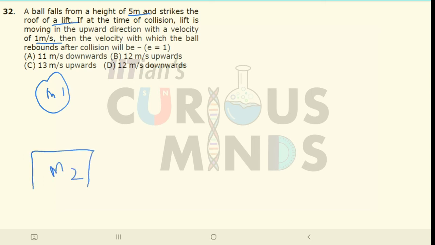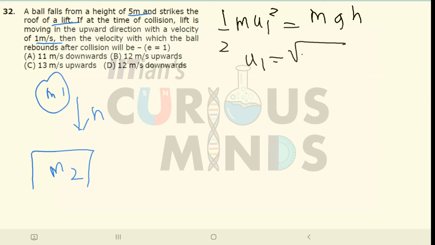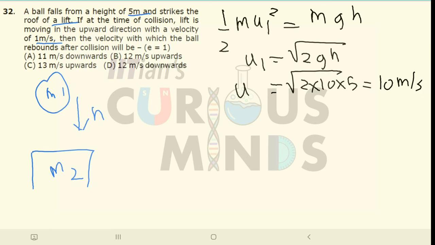mass m2 over here. It falls from a height h. So let us find out the initial velocity when the ball just hits the lift, or just before it hits the lift. The kinetic energy at the bottom, half m1 u1 squared, will be equal to the potential energy at the top, m g h. So u1 will be equal to root 2 g h. It falls from a height of 5 meters, so root of 2 into 10 into 5, which will be equal to 10 meter per second. This is the initial velocity of the ball before it strikes.